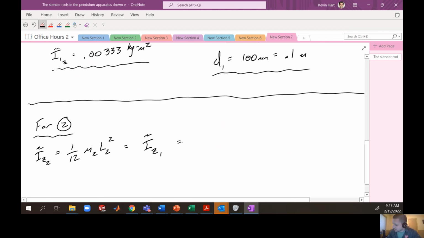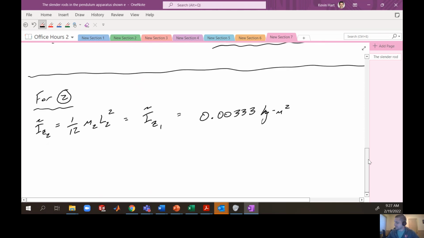So here again, this is going to be 0.00333 kilogram meter squared. Reminder that the mass of this object again is still L2 times the density per length, which again is 0.2 meters times the density per length, which is 5 kilograms per meter, or 1 kilogram.